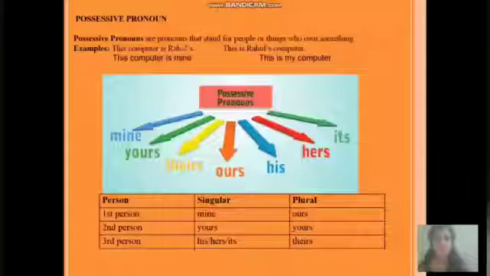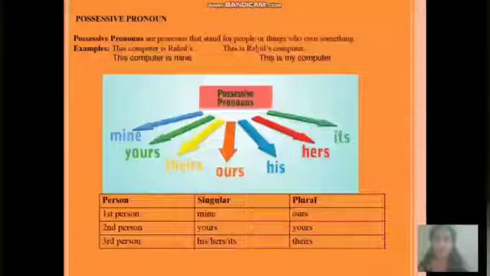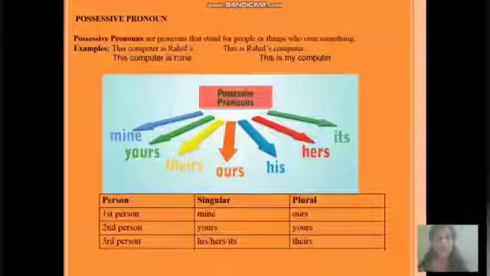Look at the example sentence. This computer is Rahul's. So what is Rahul's possession here? It's the computer. It is Rahul's belonging or possession. So look at the next sentence. This is Rahul's computer. So again, in this sentence also, Rahul owns something. What does he own? The computer. It is his belonging or his possession. So both the sentences almost mean the same. But the major difference is when we replace these nouns with a pronoun.